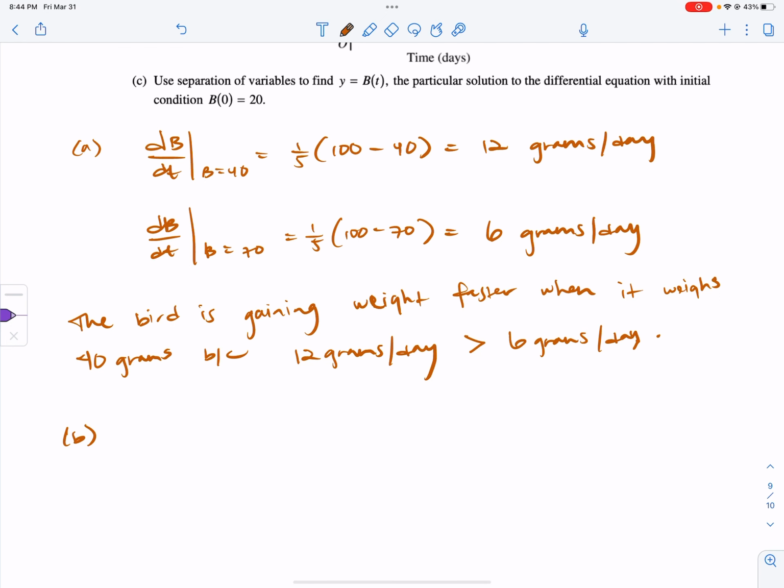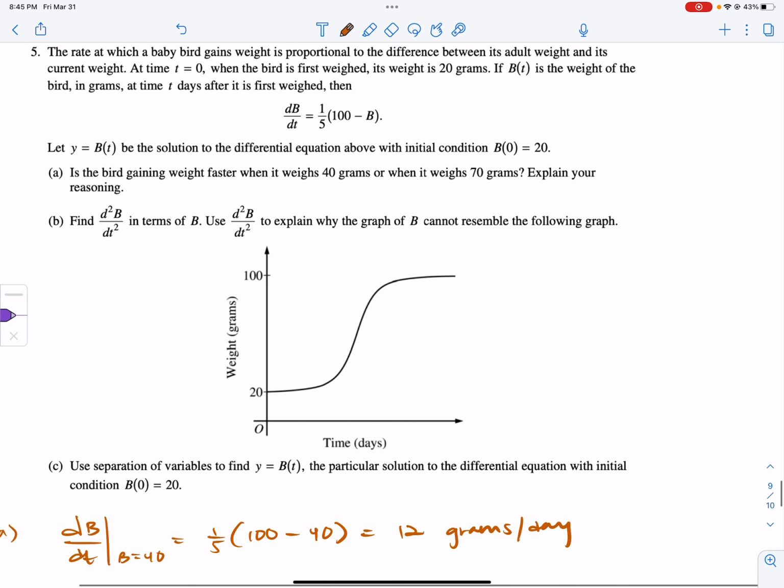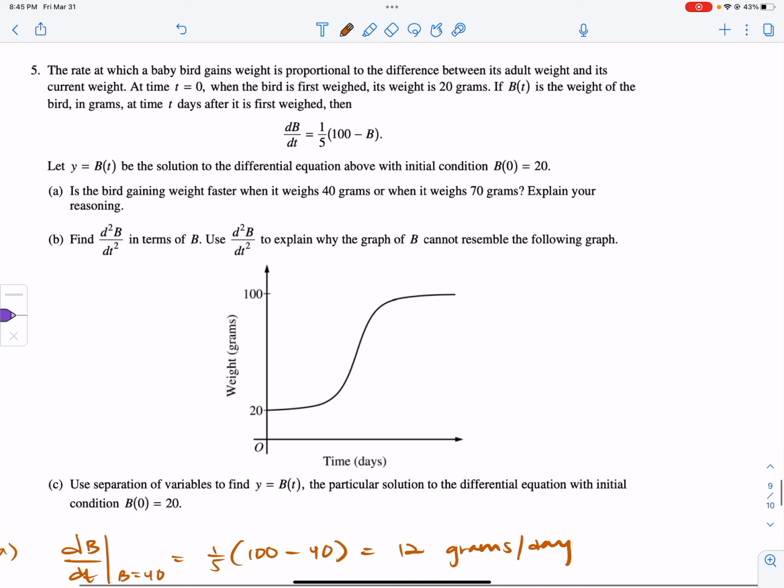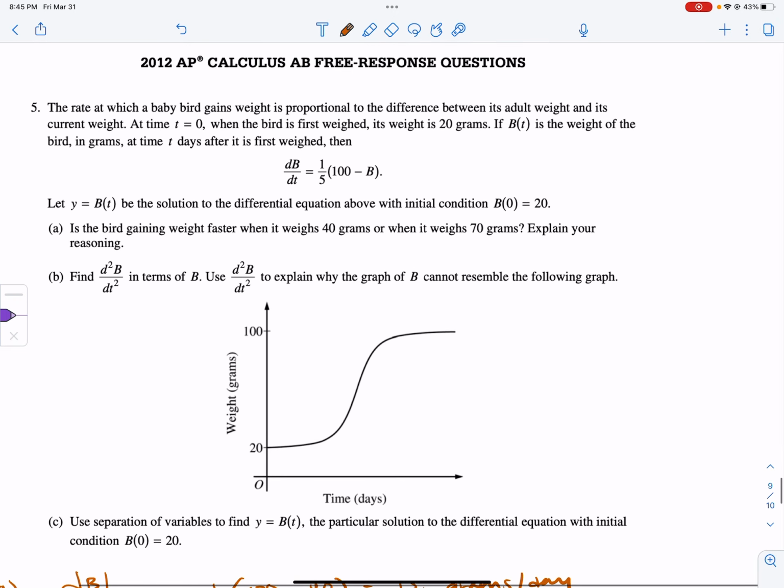Okay, question B. Find d squared, oh, sorry. Sorry, I'm tired. That's the second derivative. Let's find the second derivative of B in terms of B. And then we're going to use the second derivative to explain why the graph of B cannot resemble the following graph. Well, I have a feeling that we are going to be examining the concavity of B since we're dealing with the second derivative. So let's first of all go ahead and define the second derivative.